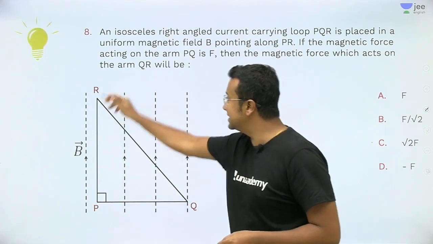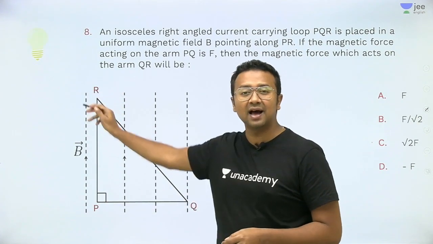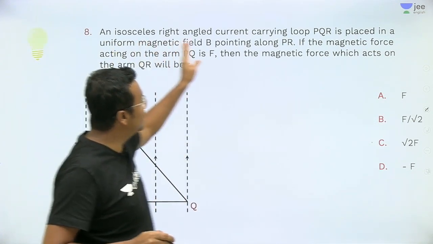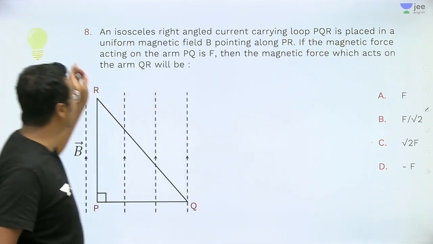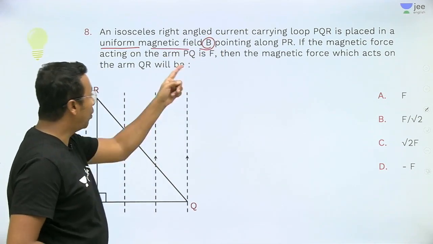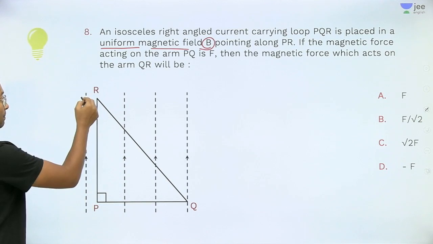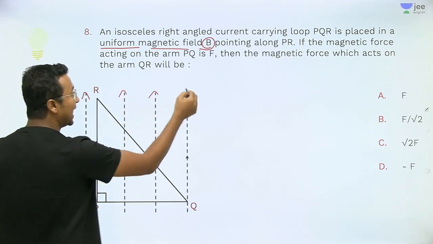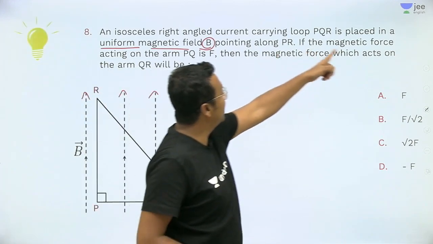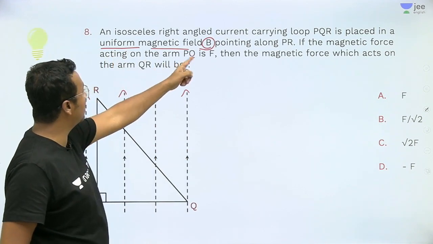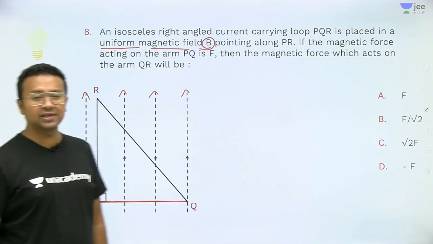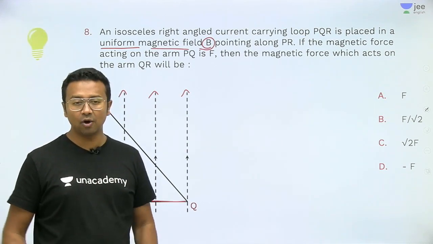We have an isosceles triangle. See this, what we have here is an isosceles triangle. Okay, what did they tell us? That there is a current carrying loop PQR which is placed in a uniform magnetic field B, pointing along PR. So the magnetic field is acting in this particular direction. Alright. Acha. If the magnetic force acting on the arm PQ is F, so on this the magnetic force acting is equal to F. Alright.